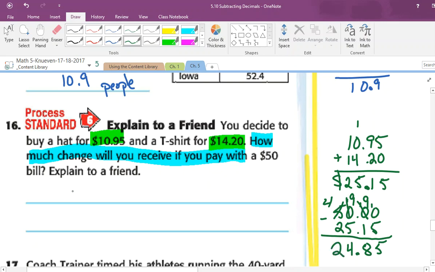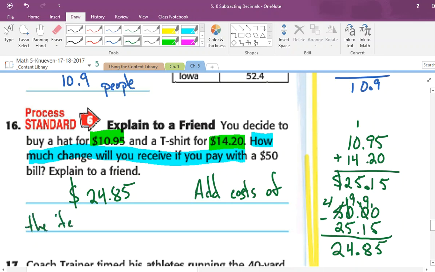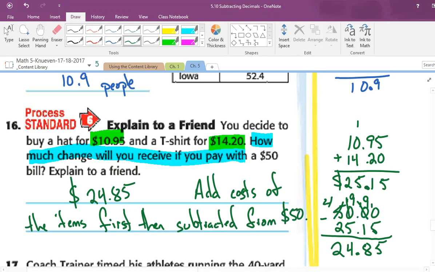So I should end up with $24.85 because we add the cost of the items first, then subtracted from $50. Alright?